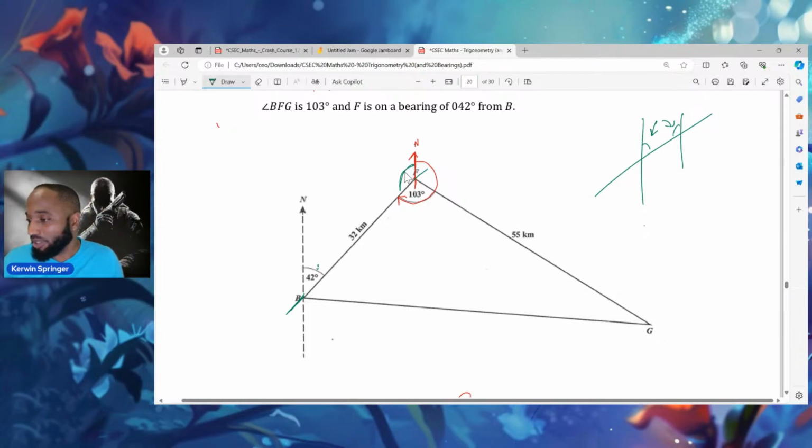All right. Anyhow, so this is 42, and this is 180 minus 42. Agreed? 180 minus 42 is 138. Yeah, so this is 138 degrees.